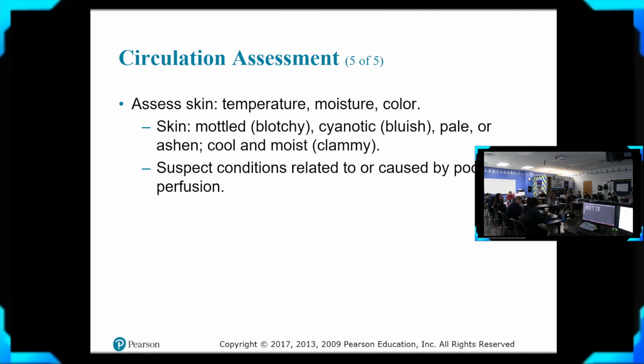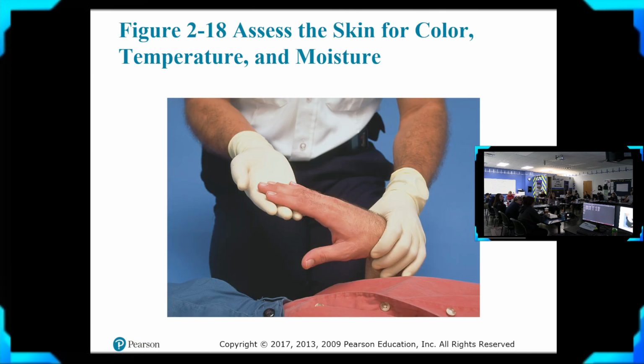Assess the skin: temperature, color, moisture. You have mottled or blotchy, cyanotic, pale, ashen, moist, cool, warm, hot, dry, all of those things.